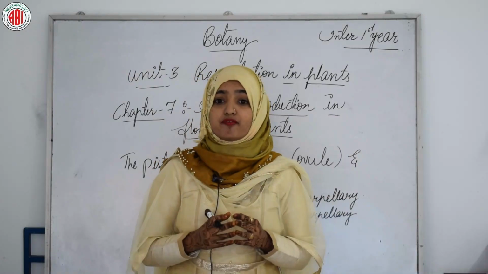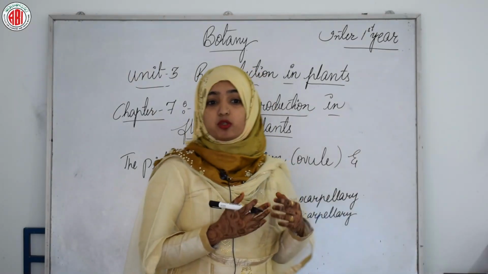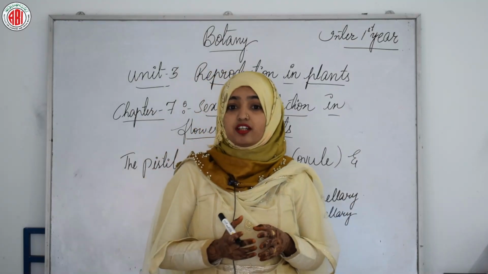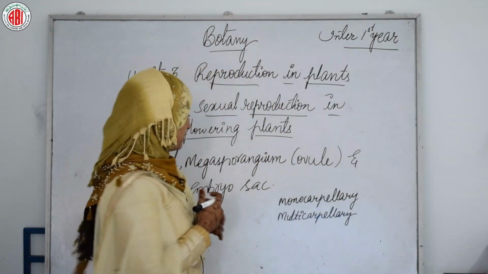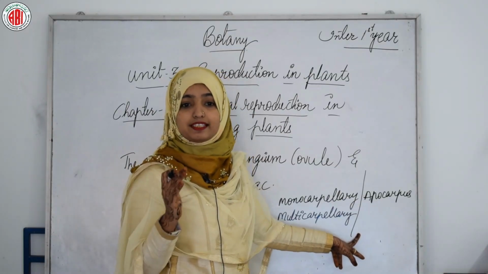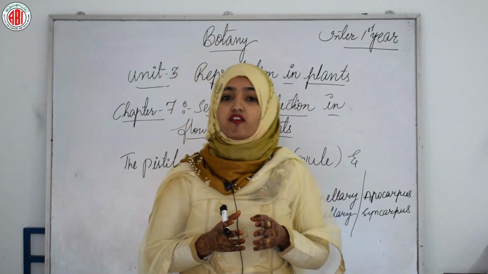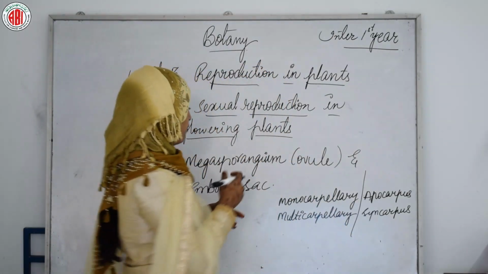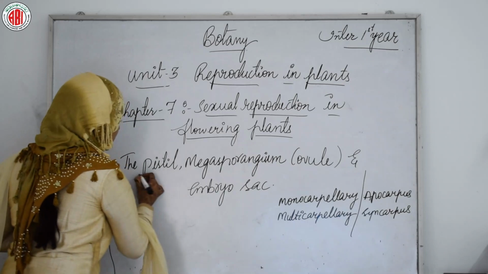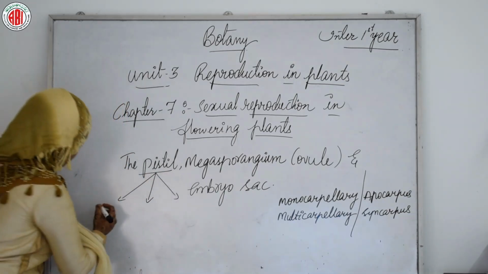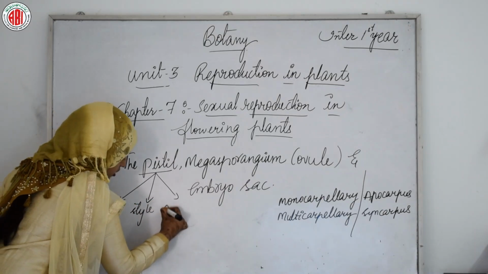When there are more than one, the pistils may be fused together or free. When they are free they are called apocarpous, and when they are fused with one another they are called syncarpous. Each pistil mainly consists of three parts: stigma, style and ovary. You have to remember that each pistil majorly consists of these three parts.